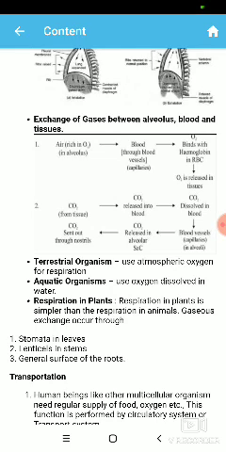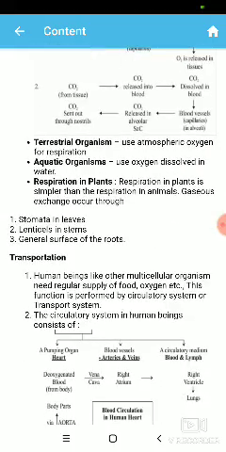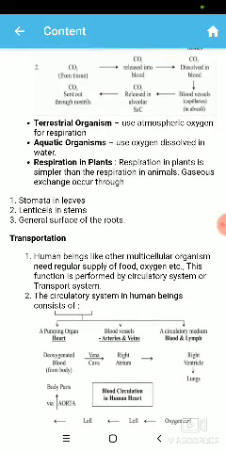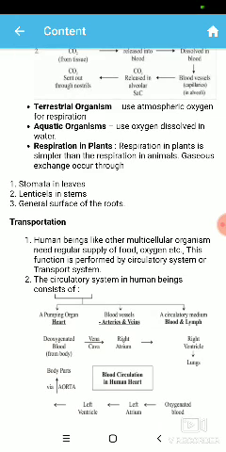Second, CO2 from the tissue is released into the blood, then dissolved in the blood, then goes through blood vessels and capillaries to the alveoli, then CO2 is released in the alveolar sac, then CO2 is sent out through the nostrils. Terrestrial organisms use atmospheric oxygen for respiration. Aquatic organisms use oxygen dissolved in water. Respiration in plants is simpler than respiration in animals. Gaseous exchange occurs through stomata in leaves, lenticels in stems, and the general surface of the roots.